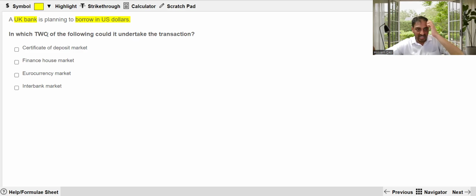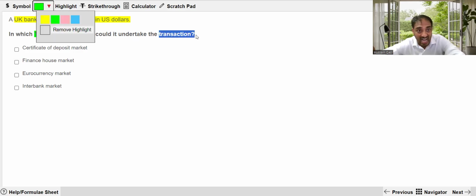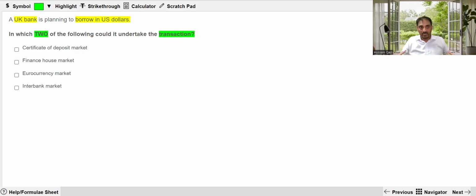So this is financial management function environment, in which two of the following would undertake the transaction. So you need to understand what the examiner asked here. That's how it's possible to borrow the money. UK bank wanted to borrow money in US dollars. Listen very carefully. Number one, is it possible in the certificate of deposit markets? Is it possible in the finance house market, that's financial institutions? Is it possible in the euro currency market? Is it possible in the interbank market?